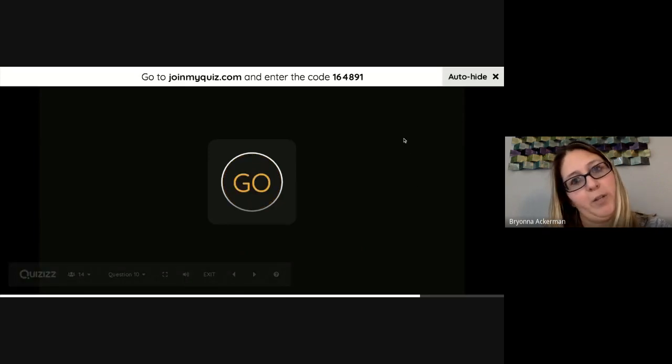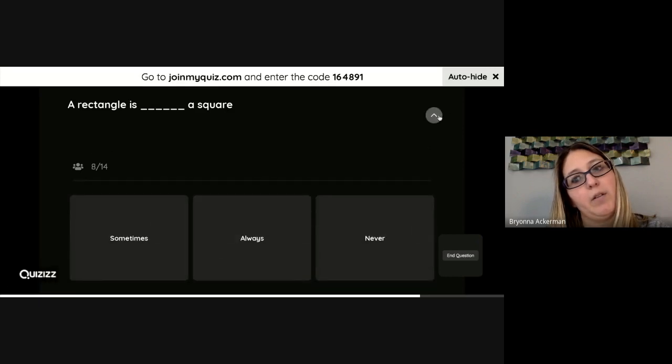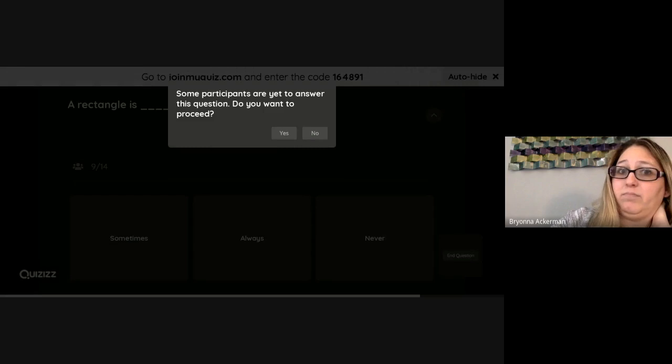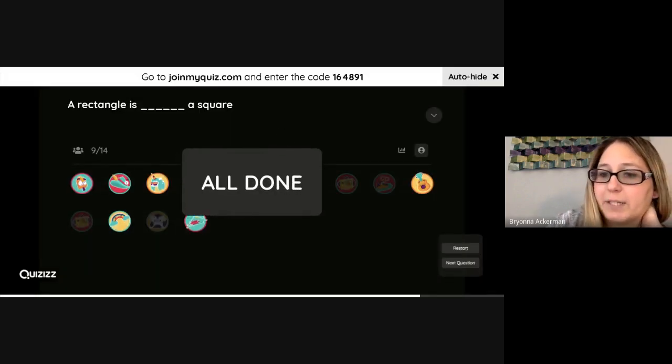Let's try another one. So in this one, it says a rectangle is blank a square. That's the one we just did. Why did it repeat it? Go ahead and answer it. That was the one we just did. I must have hit restart. I'm sorry.